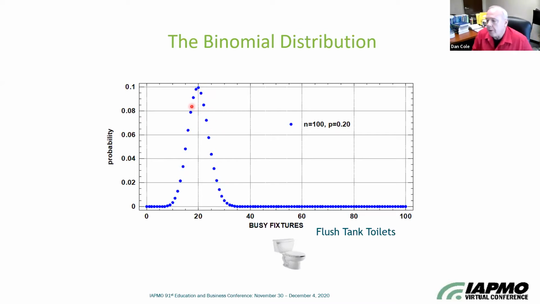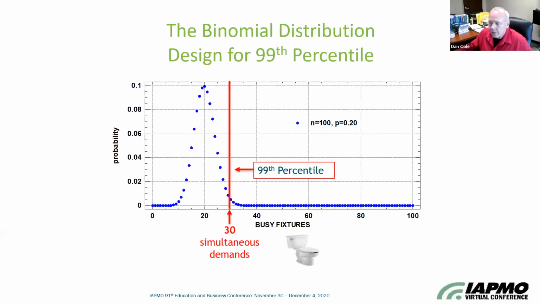For Hunter, that was not a good estimate. 50% was not a confident estimate. If you design a system for 20 busy fixtures with only a 50% chance that there may be more fixtures, then you could be undersizing. So what did Hunter do? He wanted something more confident.